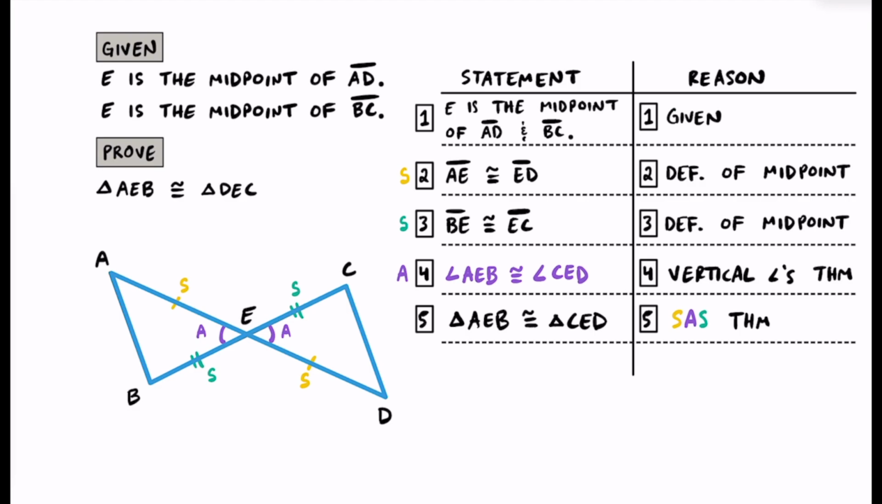Alright, so that just about wraps up this proof. We were initially given that E was the midpoint of segment AD, but it was also the midpoint of segment BC. We went ahead and used our side angle side theorem and we proved that triangle AEB must be congruent to triangle DEC.